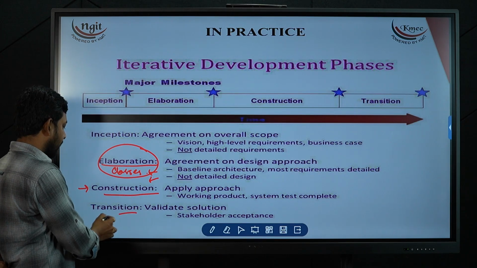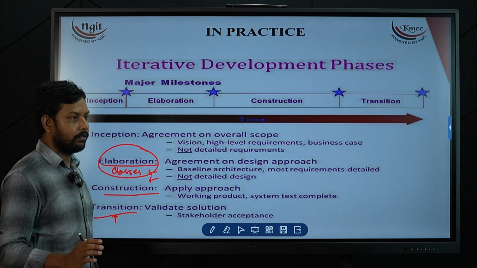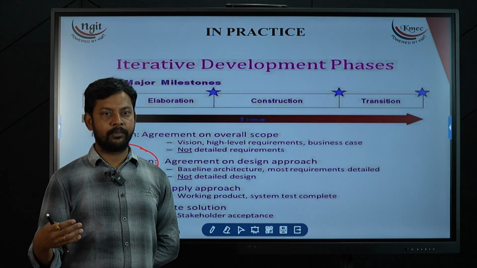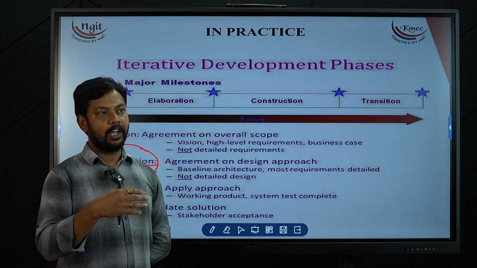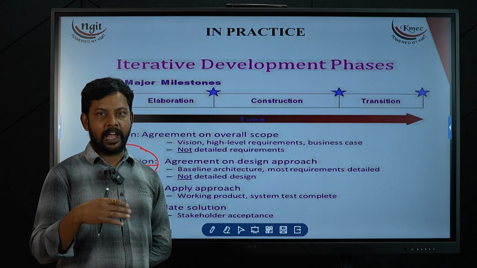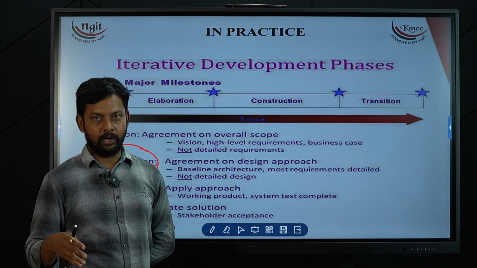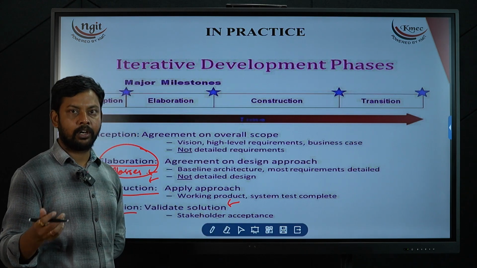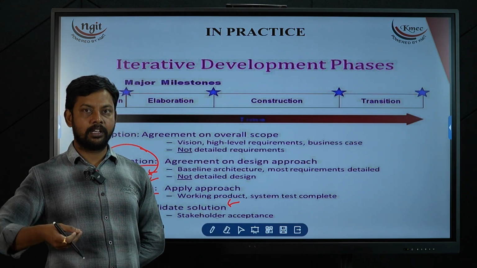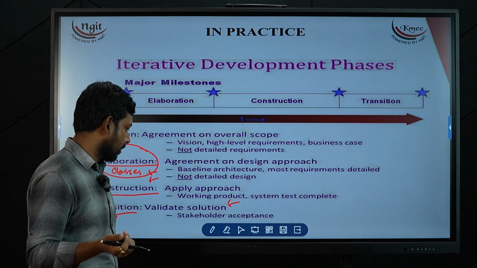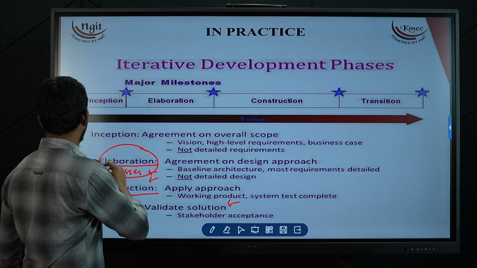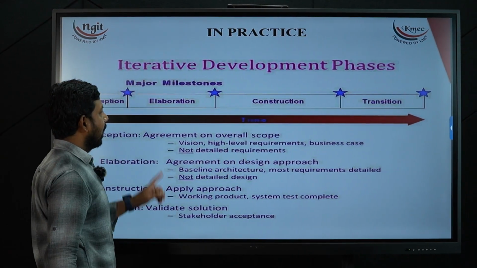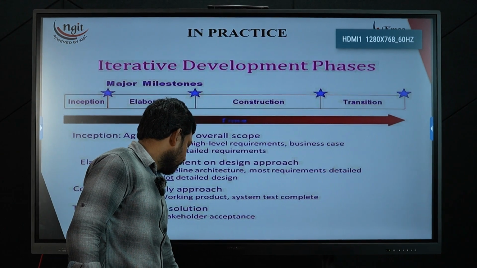And last, you go with the transition phase. Transition is where you validate your solutions. You have developed your program and performed unit testing, and you check whether it is acting as per your requirement or not. You validate the complete software or unit. This validation is based on the stakeholders' acceptance, right? So this is the iterative process and the different phases related to it. And this is time based, keep this in mind.